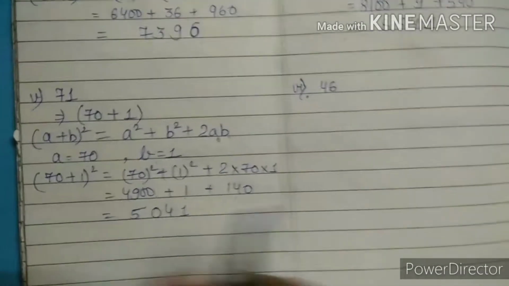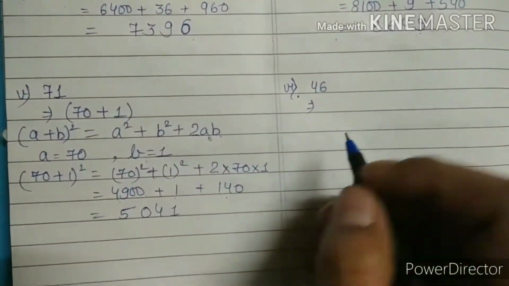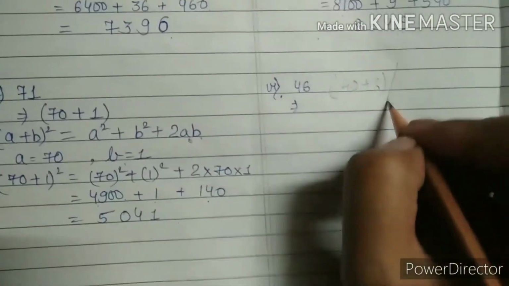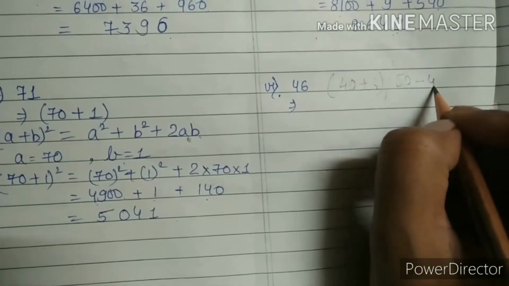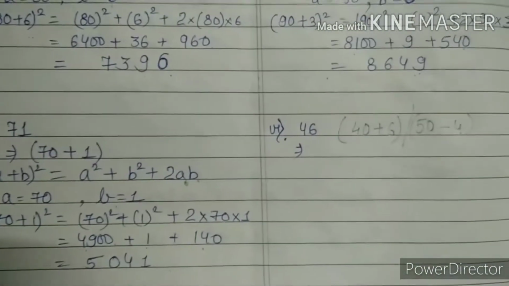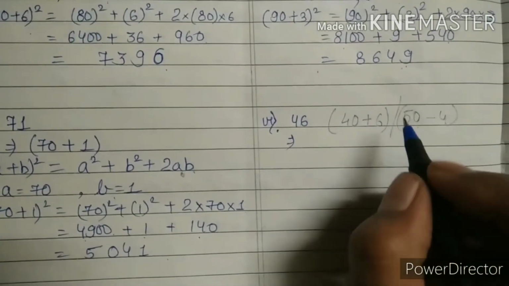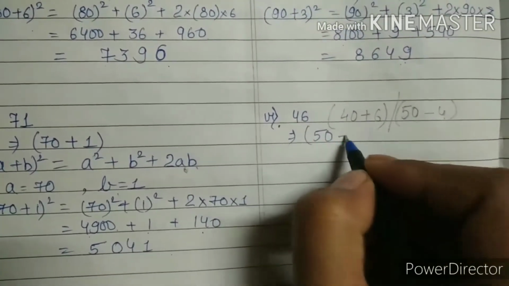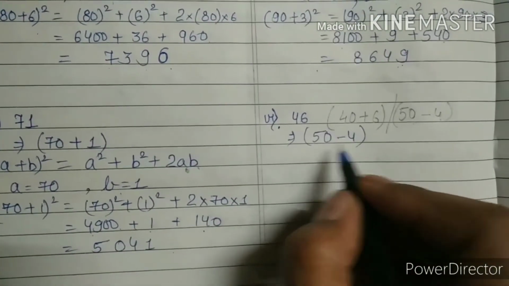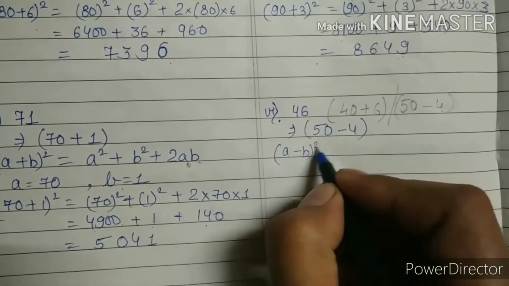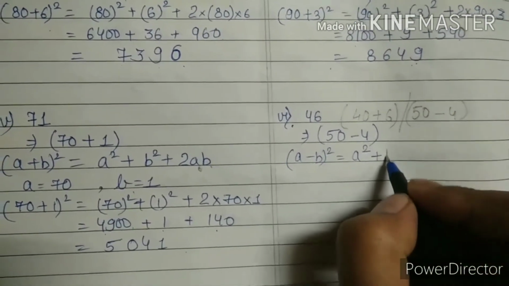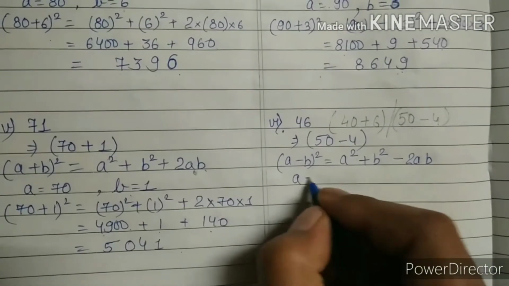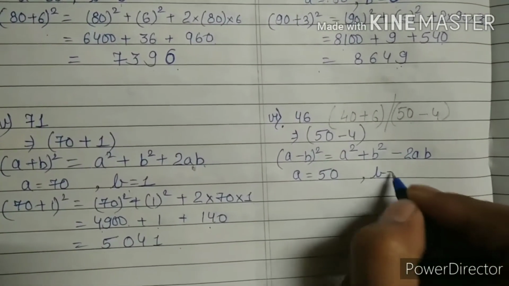Now the last question, we are doing something different. As you know, we can write 46 in the form of 40 plus 6, and we can also write it as 50 minus 4. So here in the last question, we are doing 50 minus 4. So 46 can be written in the form of 50 minus 4. For the subtraction, (A minus B) whole square, this identity becomes A square plus B square minus 2AB. Now for it, A value is 50 and B value is 4.